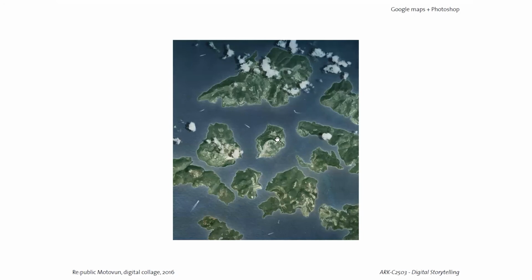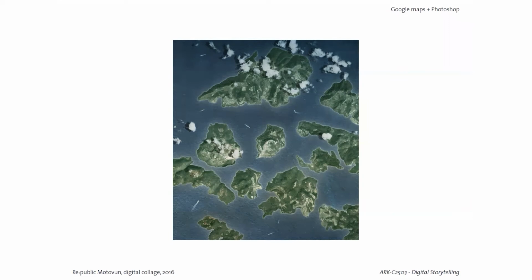Okay, this is also Motovun. So Motovun is not really close to the sea, I forgot, 30, 40, 50 kilometers to the sea, but it is on the hill. So here it's shown as an island in this sea, in this archipelago. So basically we would just use an image from Google Maps and collage in the sea around and the clouds.